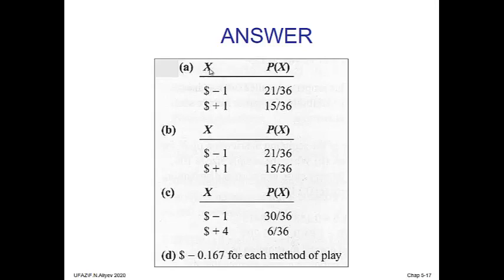X is your total loss or win in money, and P(x) is the corresponding probability. As we said previously, the probability of winning $1 for the first bet is 15 over 36. You have just two possibilities, win or lose. Therefore, the probability of losing is automatically 21 over 36. You may find it also from the table. We finish, we construct the table for the first bet.